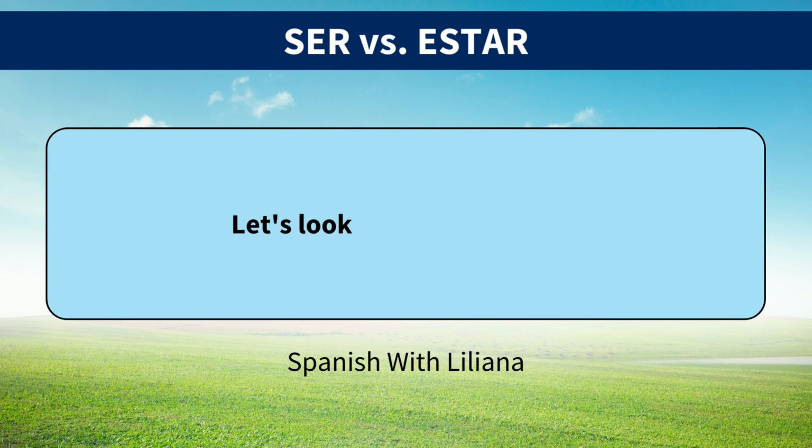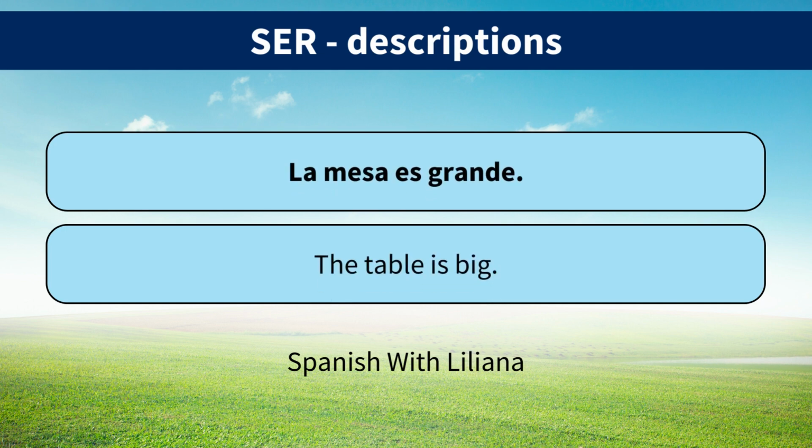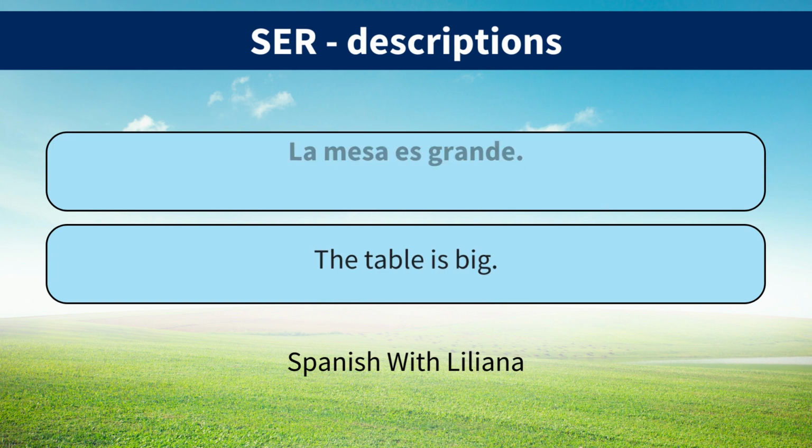There are always exceptions to the rules, but we'll take a look at some examples to help you out with the difference. We'll start with ser. For example, la mesa es grande. La mesa es grande means the table is big.